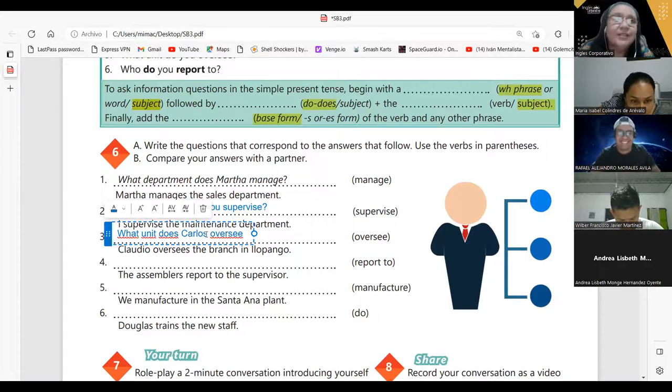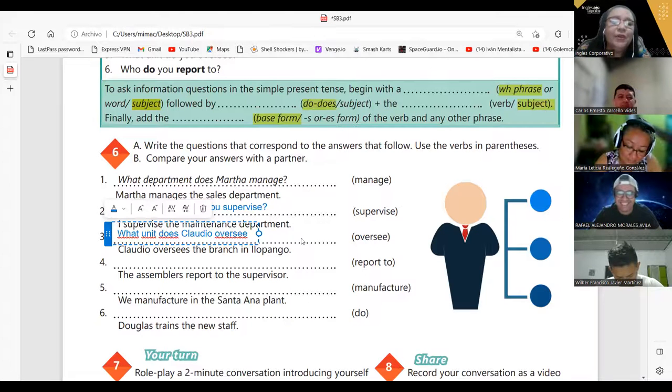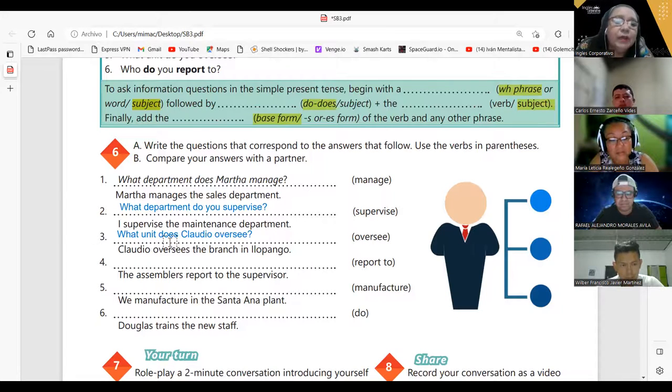Claudio. It is not so common in El Salvador, right? Claudio, Italian. Carlos is more common than Claudio in our country. But in Europe and in Italy, it's more common Claudio than Carlos, yeah? Yes. What unit does Claudio oversee? Is that okay? Yes, very well.